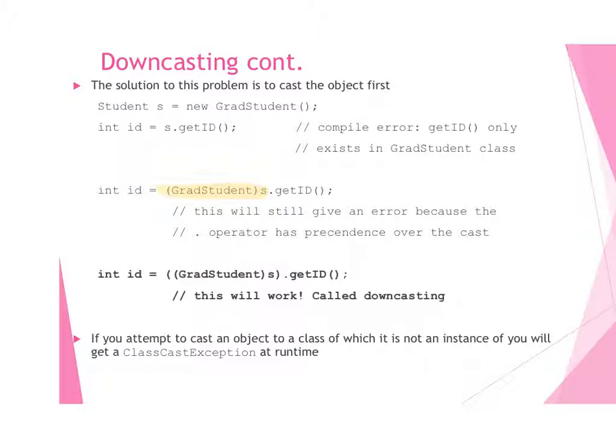Now, if you take a look at the code that's written in these two ways, the middle way has the right intention, but it's still going to give us an error. And the reason why is because this dot operator has precedence over the cast. So the way that we need to do this, the correct way, is this final way that we see down here. So we need to put the cast in parentheses before the dot. And what that does is it fully casts the reference variable as a grad student, and then it allows us to call the method. And if you try to do a cast for an object which it's not an instance of, you'll get a class cast exception at runtime.